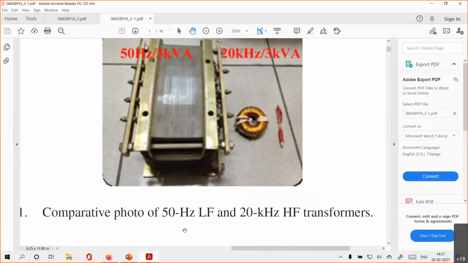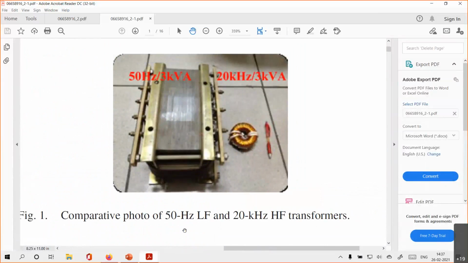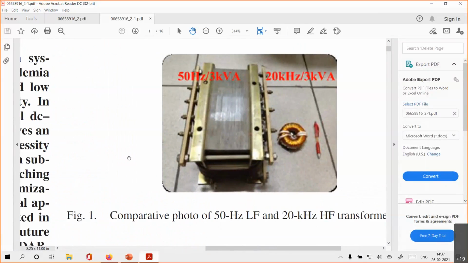So how much reduction is there in the size of the transformer? On one side you have this 50 Hz 3 kVA transformer, which is operating at power frequency of 50 Hz. On the other side, we have this 20 kHz 3 kVA high frequency transformer. You can see the size comparison between these two. Both are rated for 3 kVA, but the operating frequency is 50 Hz on one side and 20 kHz on the other side.